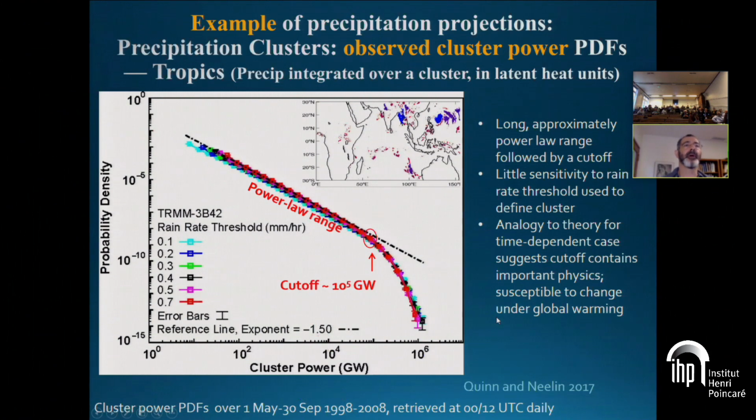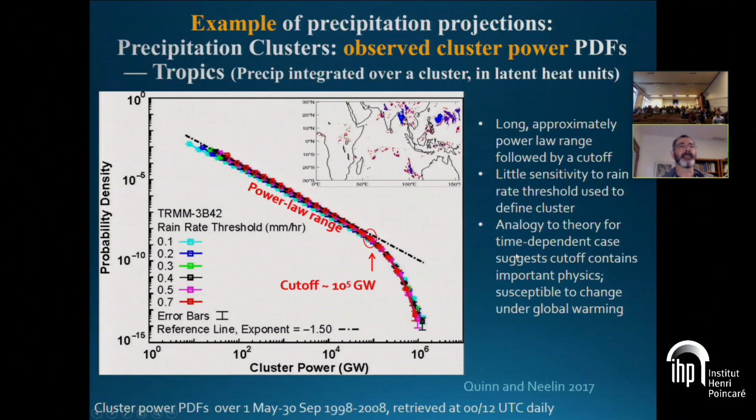Okay, so now let me switch over just briefly for a few slides on the spatial clusters. So you have large spatial clusters. Their probability is dropping relatively quickly, again in a log-log plot of the probability of a measure of the cluster precipitation. This cluster power is just the precipitation integrated over a contiguous precipitation cluster. And when you look at the smaller clusters, they have a roughly power law range. Again, the exponent is around minus 1.5.